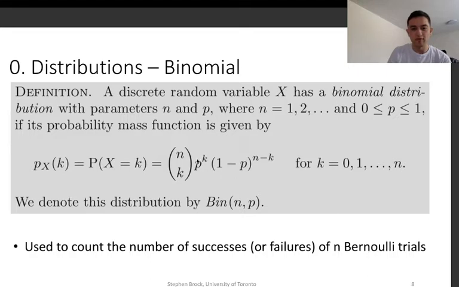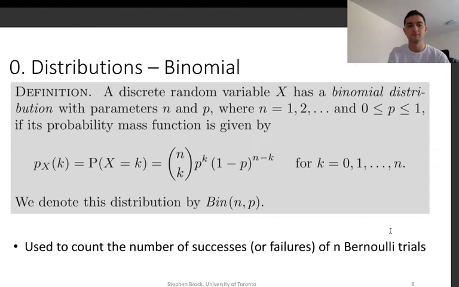So we're trying to determine the probability of k successes. We have n total trials, and we're choosing k of them to be successes. So that's this n choose k. And then since we have k successes, we have p to the power of k, and we have n minus k failures, because that's the complement of k. And then the probability of that is 1 minus p.